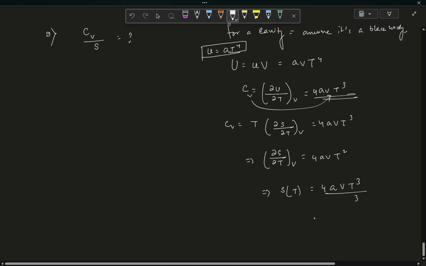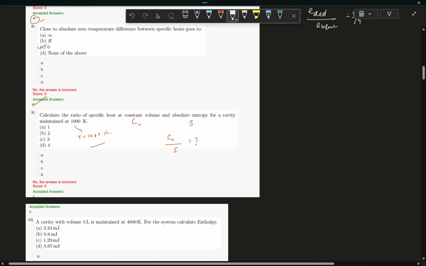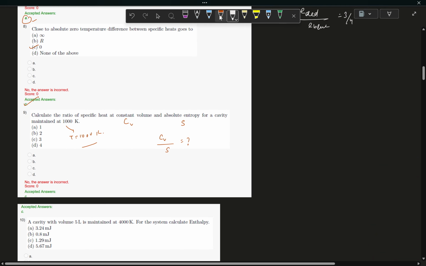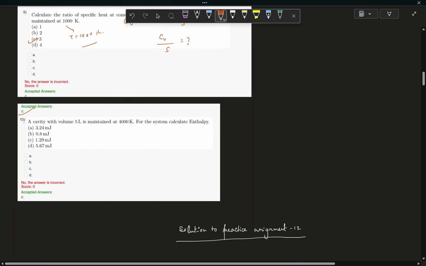So directly by getting these underlying expressions, we take the ratio of CV by S, which is 4AV T cube divided by 4AV T cube by 3, which is equal to 3. This is the ratio answer that we get. So let us choose the correct answer. This is option number C, right? Correct answer is also C. Now this is also done.